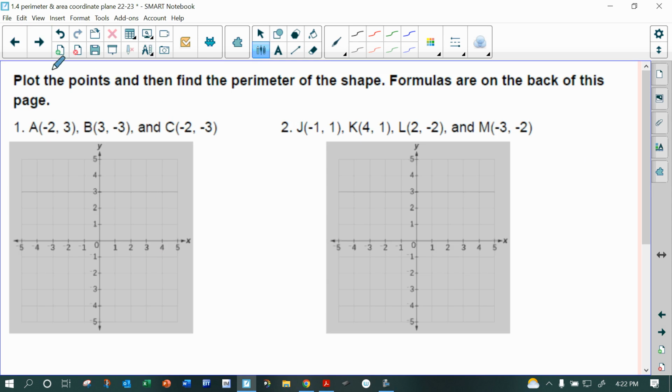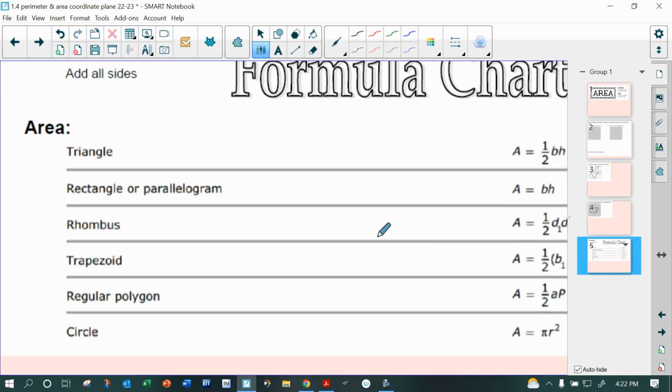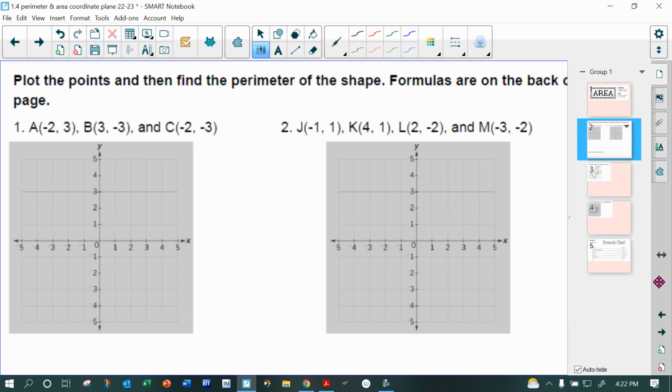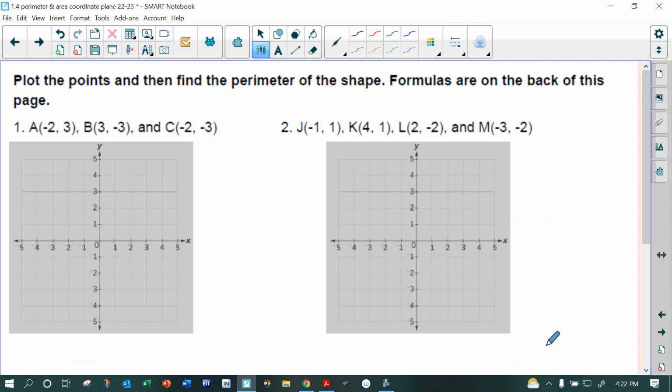All right, so it says to plot the points and then find the perimeter of the shape. Formulas are on the back of the page. If you go to the very back of your page, you are going to see your formulas here. These are the formulas we're going to use for this lesson, okay? As you can see, it's going to be super short and super sweet.